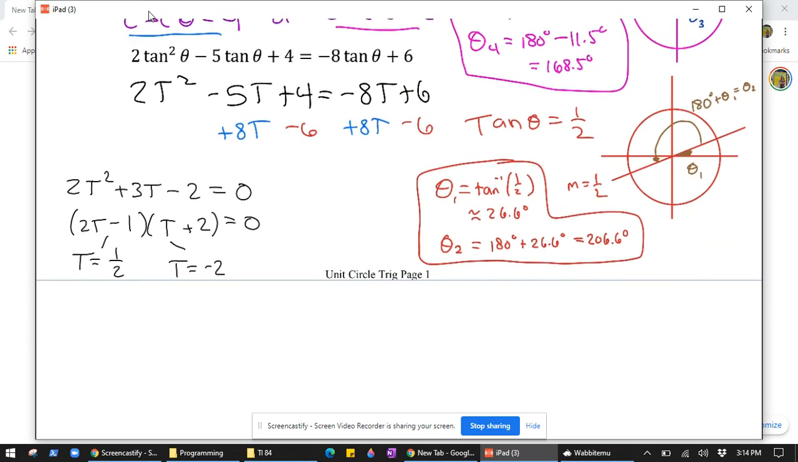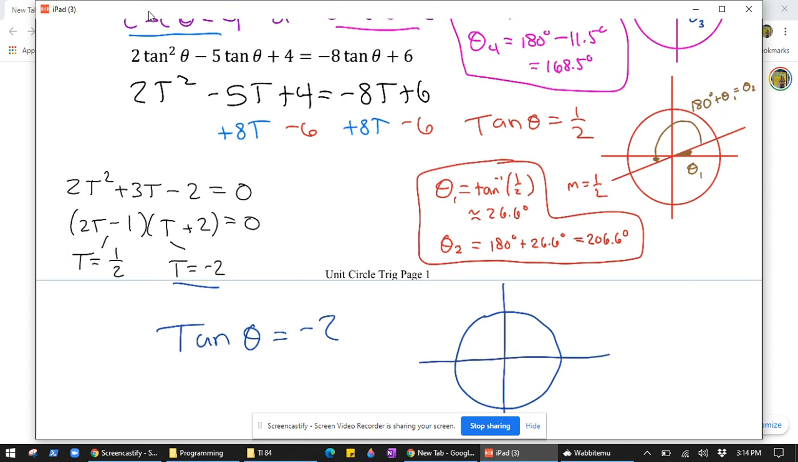Okay, so now let's deal with tangent of theta equals -2. Let's finish the problem by doing that one. So tangent of theta is equal to -2. Let's draw a line through the origin that has a plausible slope of -2. That's a steep slope. It's probably something like that, we'll say.